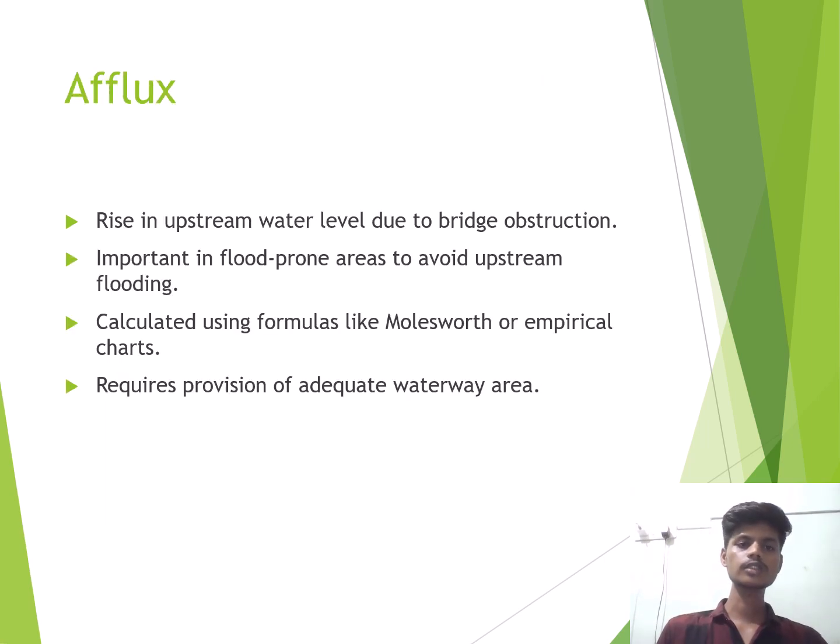Afflux. What is afflux? Afflux is the rise in upstream water level due to bridge obstruction. The water level in the river increases due to the obstruction of the bridge piers. This rise in level is called the afflux. It is important in flood-prone areas to avoid upstream flooding. It is calculated using formulas like Molesworth or empirical charts. Various empirical charts are there to calculate the afflux depth. It requires provision of adequate waterway area.